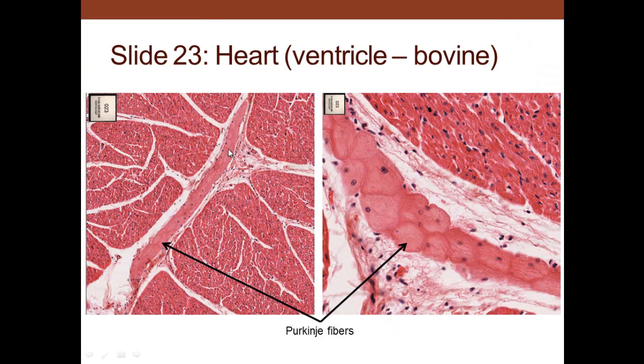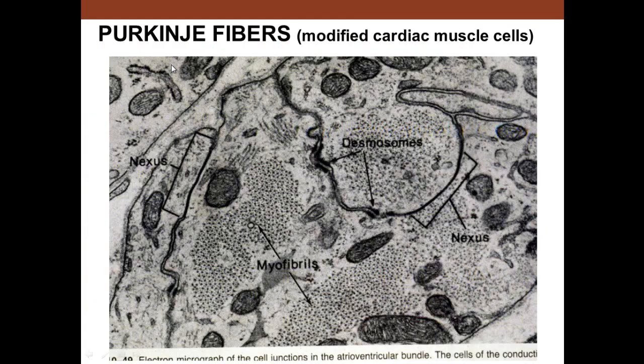Purkinje fibers are modified smooth muscle cells that look kind of pale, as you can see, but they have large nuclei that you can see within these. We can see this one on 23, you can find it pretty easily. Purkinje fibers, you can see they have junctions. They don't have intercalated discs, but they do have junctions between adjacent cells, and they have a lot of these nexus or gap junctions between adjacent cells.